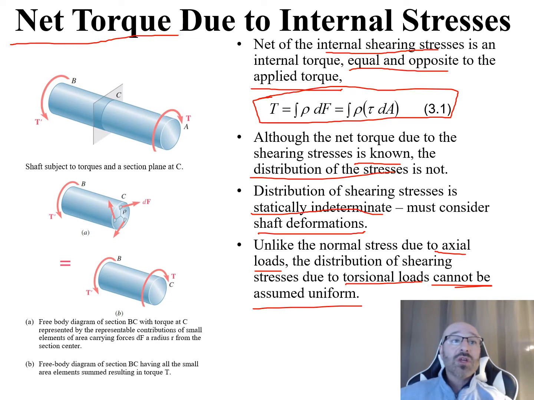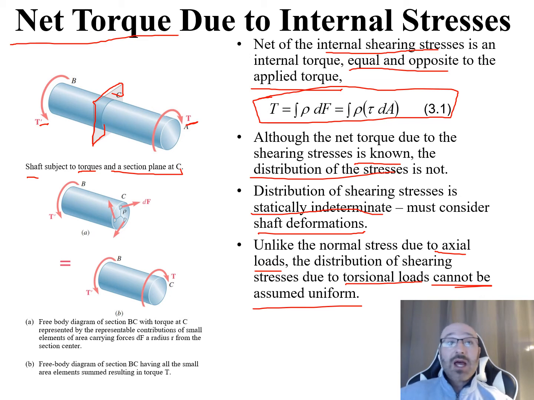So now let's go over here and take a look at this diagram. Up here on the top, we have a shaft that's subjected to torques, with a section plane at C right there. We're going to break this down and see what happens at C when we have these torques. We have our T acting at A, and we have our T prime over here at B. So we break this down, and now we have parts A and B. Part A we can take a look at right here.